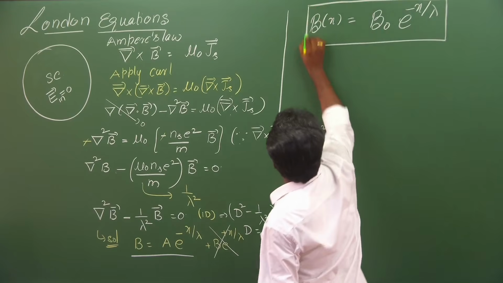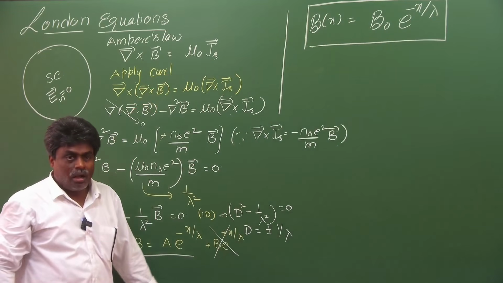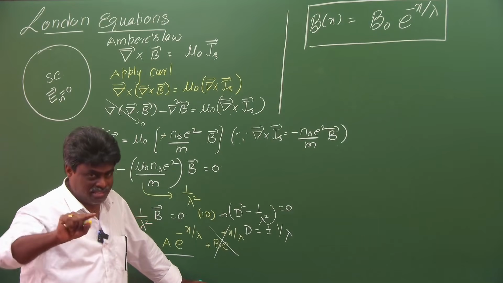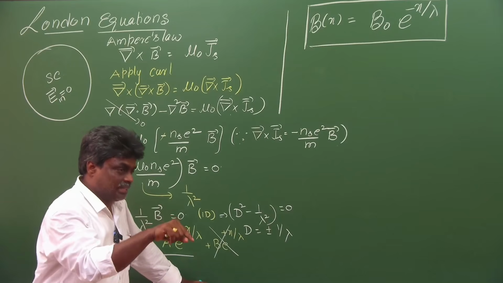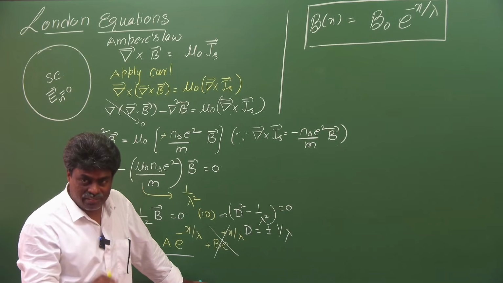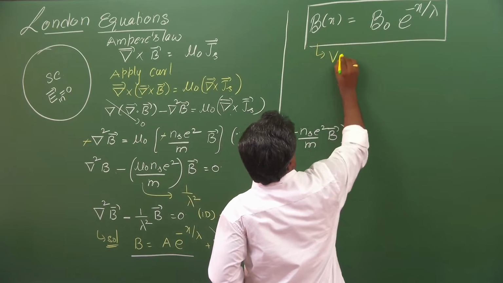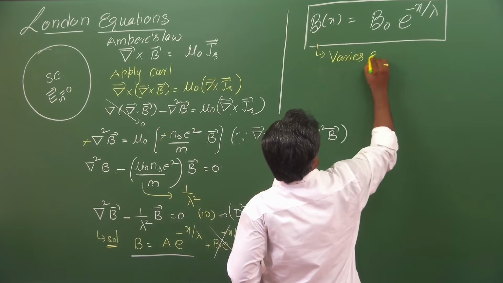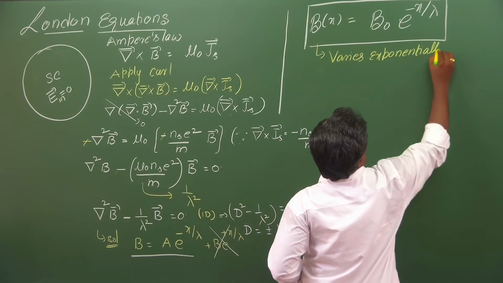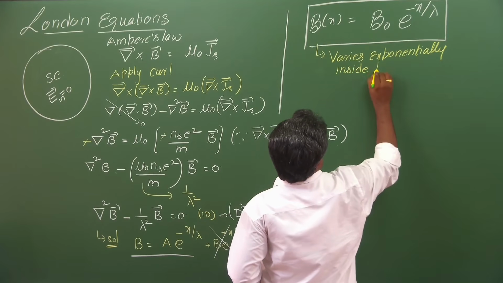The London equations are giving you a result of how the magnetic field is varying with respect to space in the superconductor. It is decreasing exponentially. This is your question for set exams: the magnetic field varies exponentially inside a superconductor.